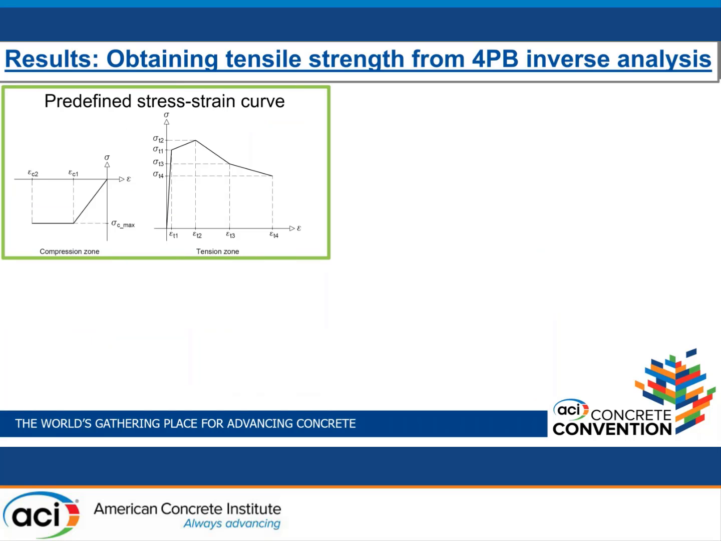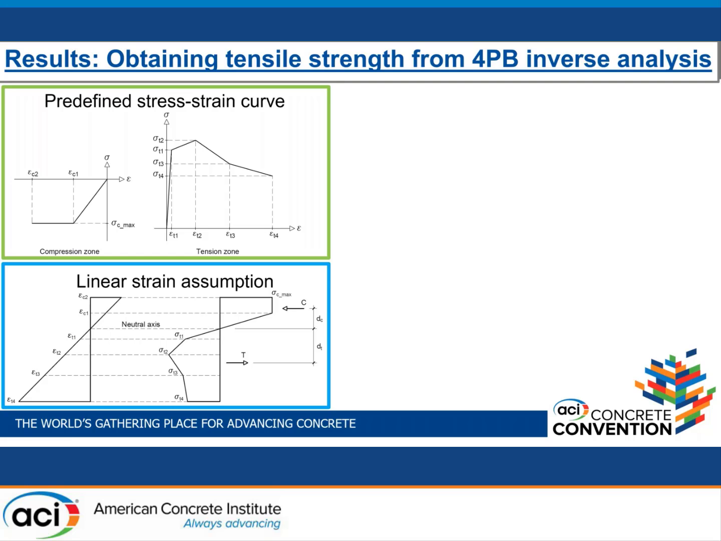Aside from the experimental one, we also had a calculated moment curvature curve. This was calculated based on a predefined stress strain curve and the specimen geometry. We first predefined a stress strain curve for the tension and compression zones, and it's composed of 4 lines in the tension zone and 2 lines in the compression zone. With a linear strain assumption, we can see that the shape right here of the stress profile is similar to the tension zone right here, and the same is applicable for the compression zone.